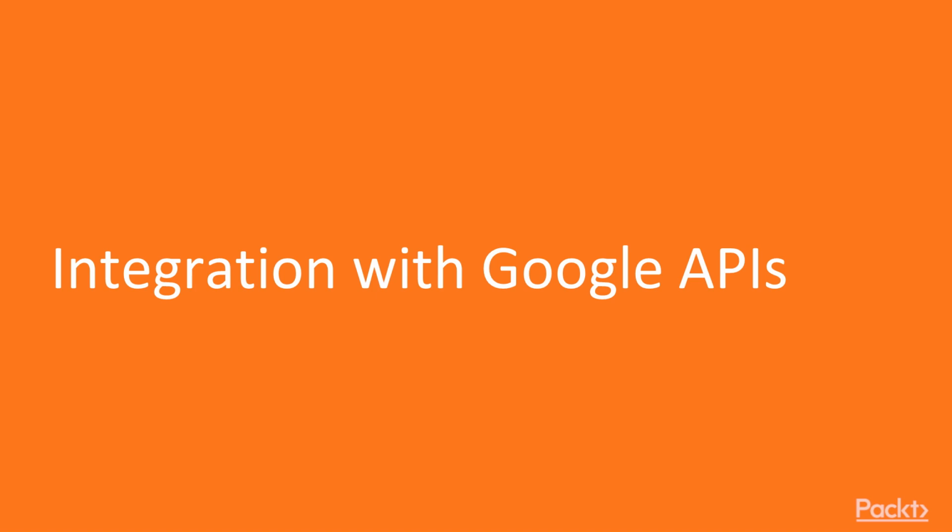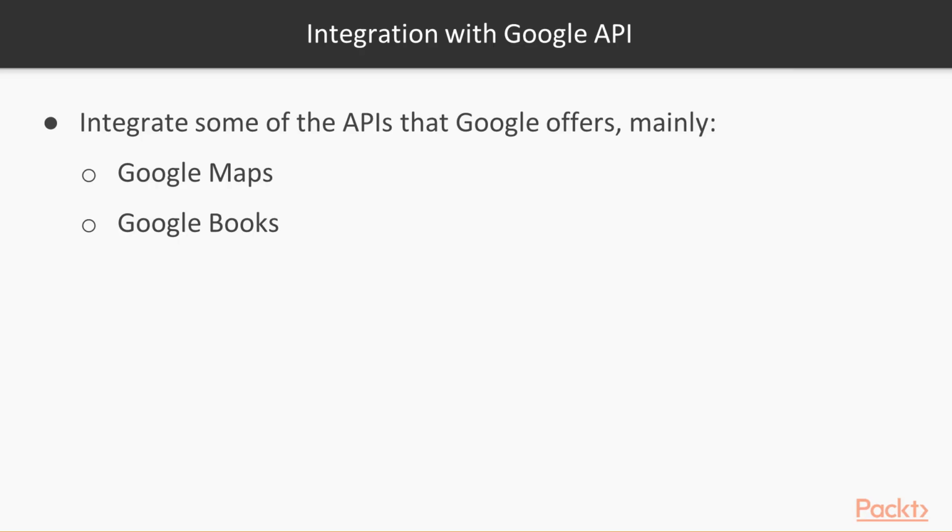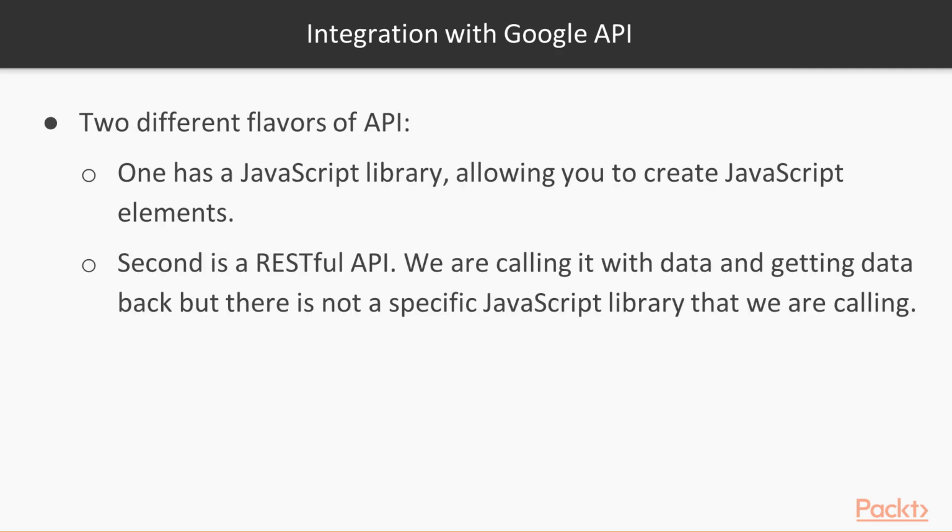Integration with Google APIs. In this video, we're going to integrate with some of the APIs that Google offers, mainly Google Maps and Google Books, because those are the 2 different flavors of APIs. One has a JavaScript library that allows you to create JavaScript elements and do a lot with that, and the other one is a RESTful API where you're calling it with data and getting data back, but there's not a specific JavaScript library you're calling.